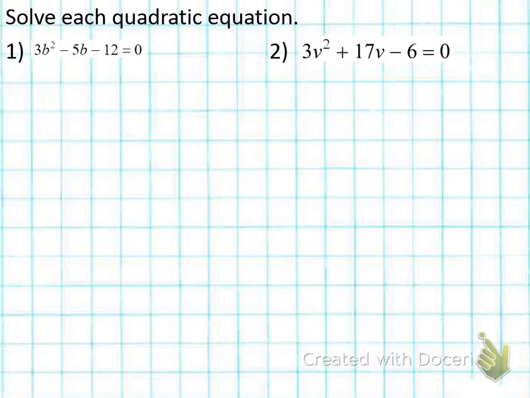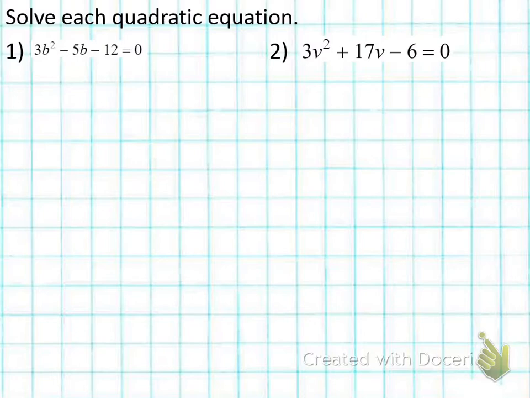Number 1, 3b squared minus 5b minus 12 is equal to 0. So you would set f of x or y equal to 0. It's already done. Second step, we'll move everything to one side. That's already done. So we're going to use X box to factor out the left side.